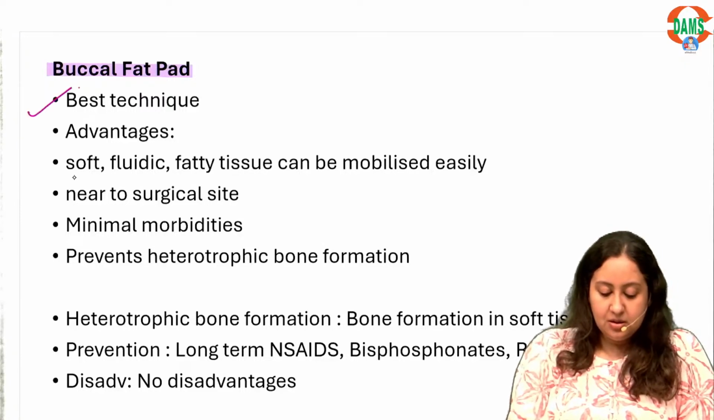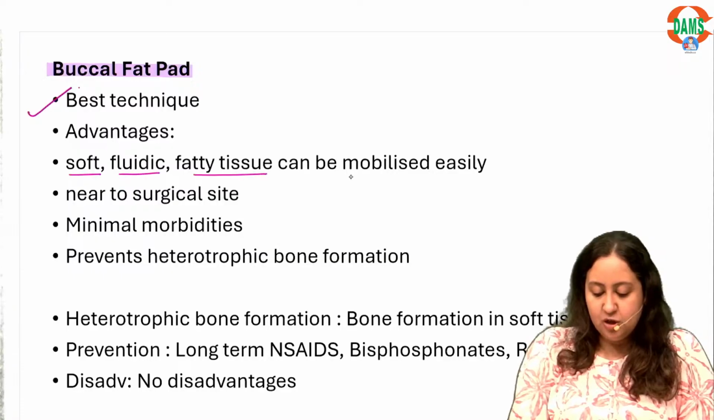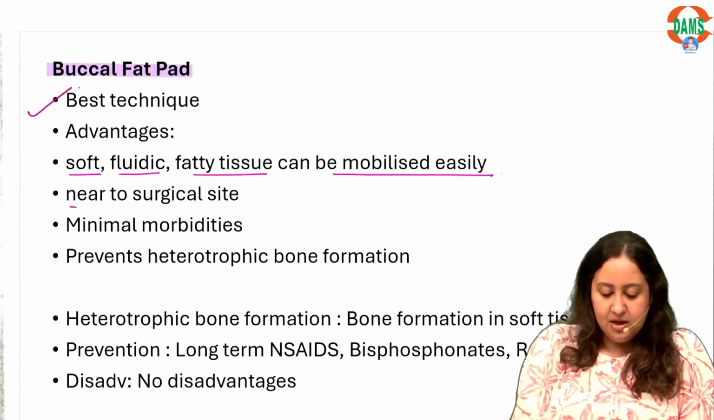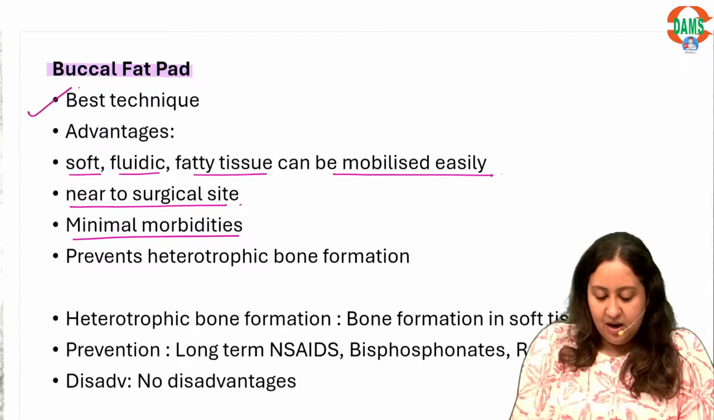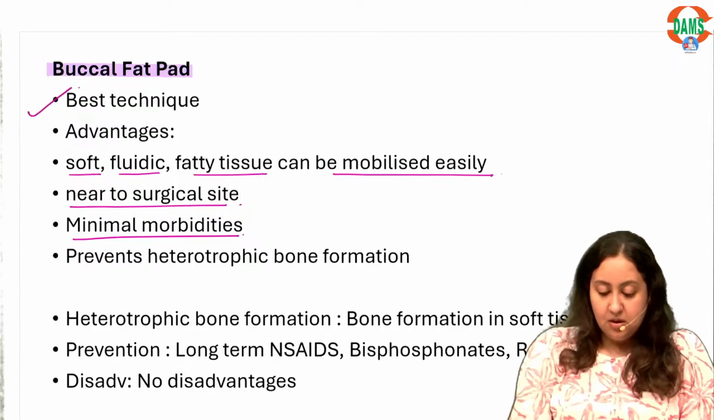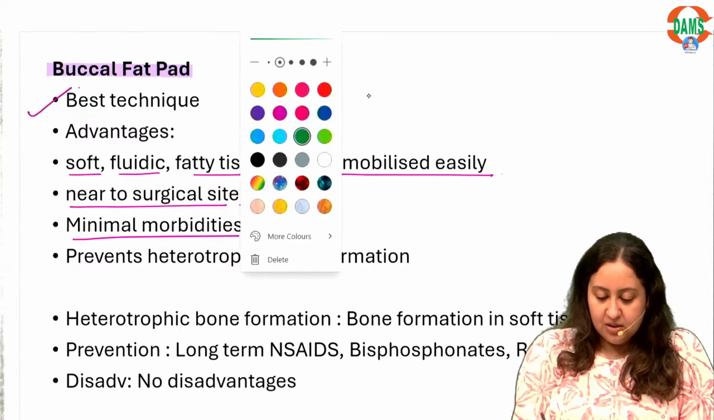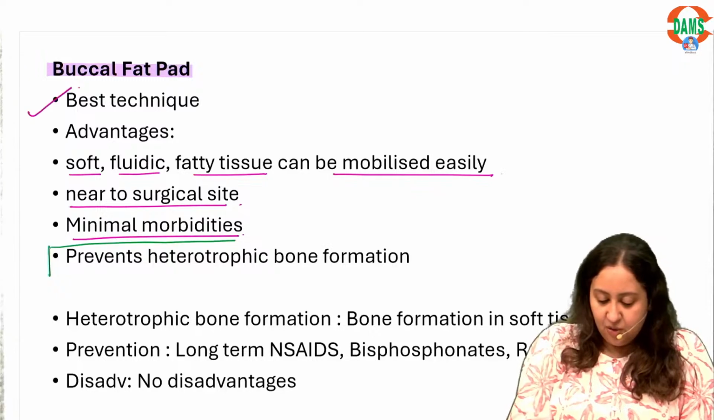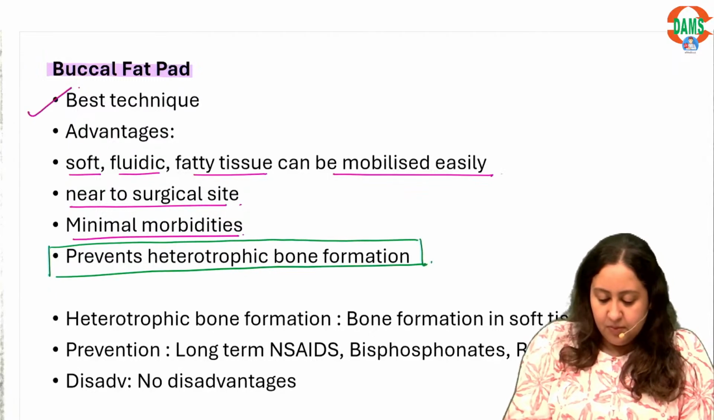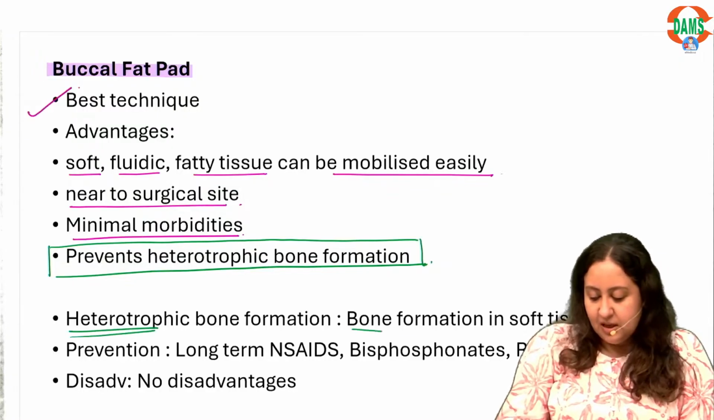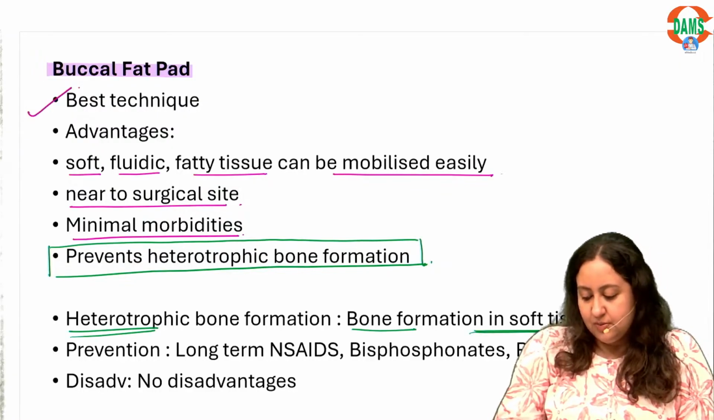It is soft, fluidic, fatty tissue which can be mobilized easily. It is near to the surgical site. It has minimal morbidities, and the most important thing is it prevents heterotrophic bone formation. Heterotrophic bone formation is basically bone formation in soft tissues.